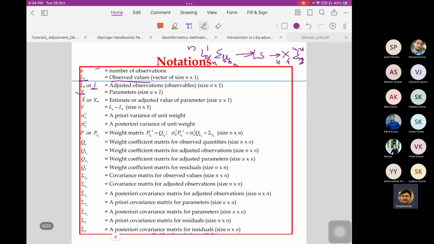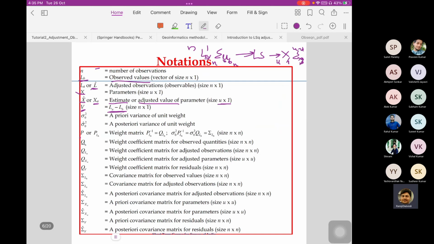What is the dimension of X? u cross 1. What is the dimension of L or Lb? n cross 1. Correspondingly, you will have the variance covariance matrix as a square matrix: for observables, n cross n; for parameters, u cross u. Then X hat or Xa is nothing but the estimate or adjusted value of the parameter, again of size u cross 1.